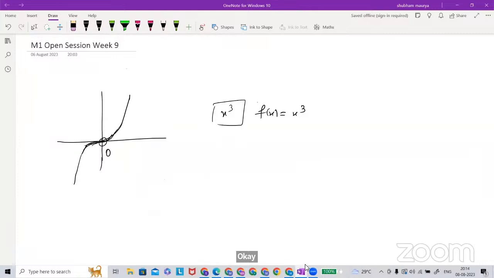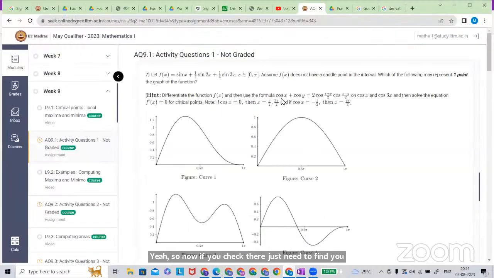Yeah. Now you just need to find the critical points. Here the formula is given as a hint: cos x plus cos y is equal to 2 cos of (x plus y) by 2 into cos of (x minus y) by 2. This is the formula I have written. Based on that, for cos x and cos 3x, it is written to differentiate the function f(x) and then use this formula on cos x and cos 3x.